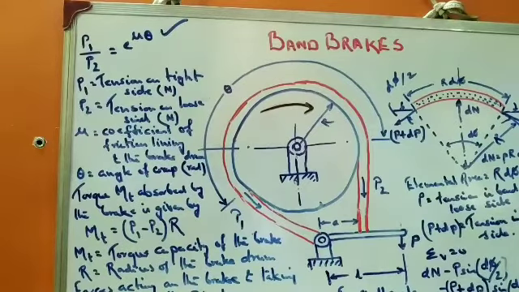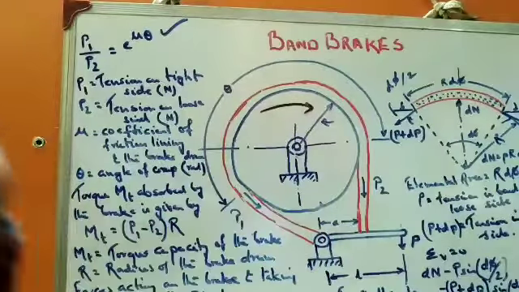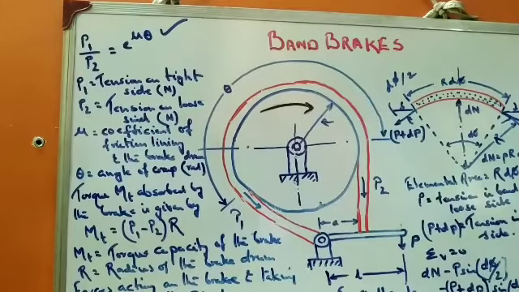Now the torque MT absorbed by the brake, that is the total torque absorbed by the brake, once the brake comes to rest, is given by P1 minus P2 into R, where MT is the torque capacity of the brake and R is the radius of the brake drum.